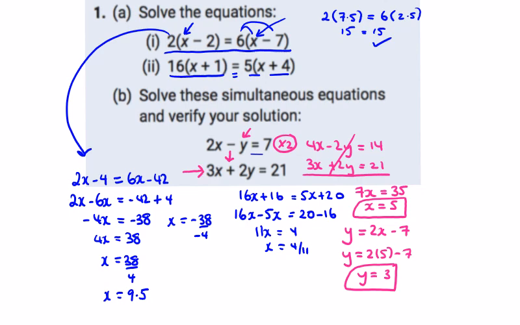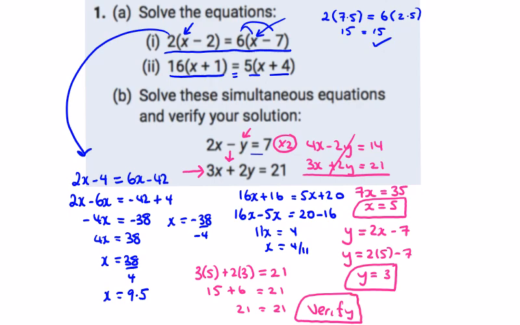So let's just verify with the second equation. 3x will be 3 times 5 plus 2y, which will be 2 times 3. Is that equal to 21? 15 plus 6 is 21. 21 equals 21. So this is if you're asked to verify. Just sub back in and make sure that the left equals the right.